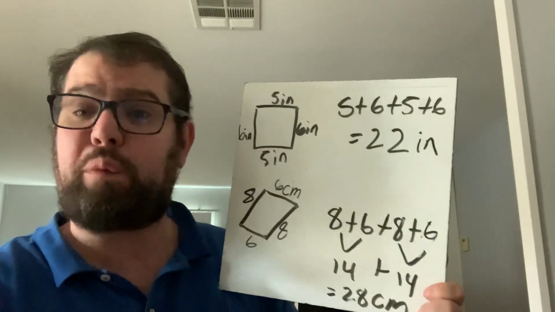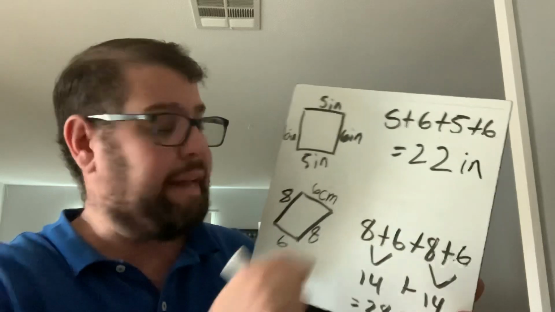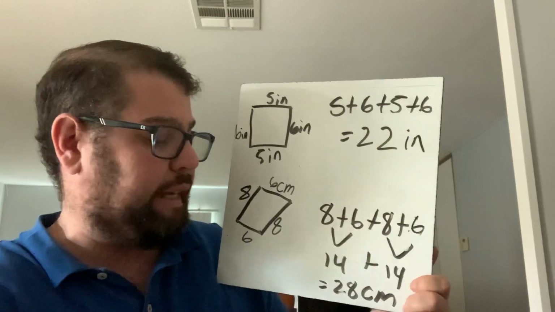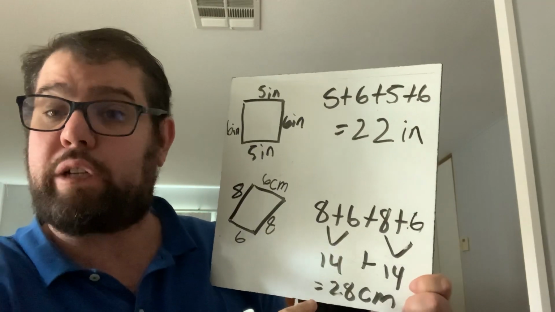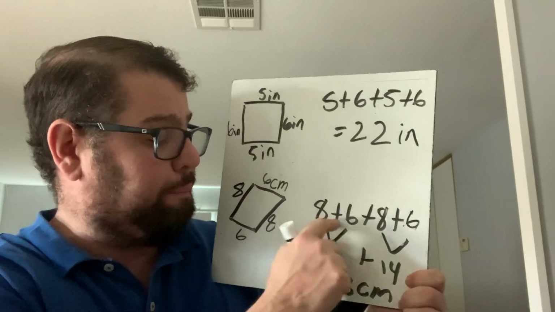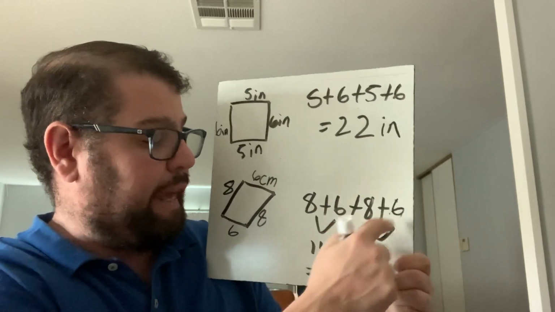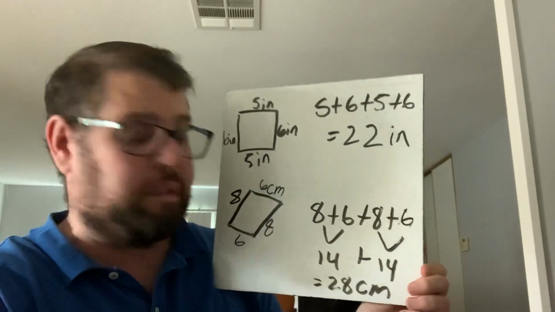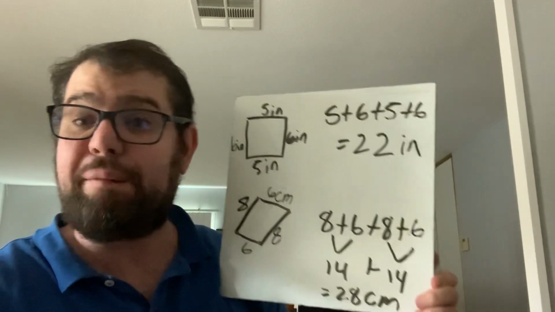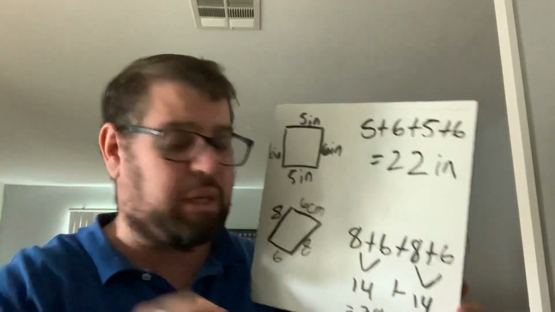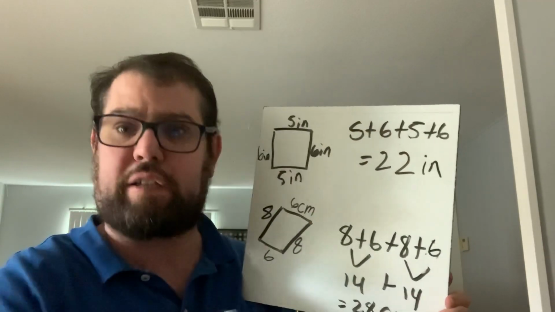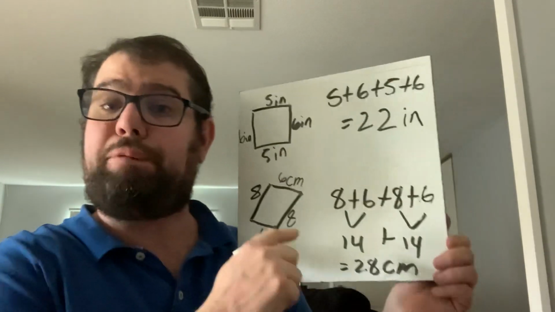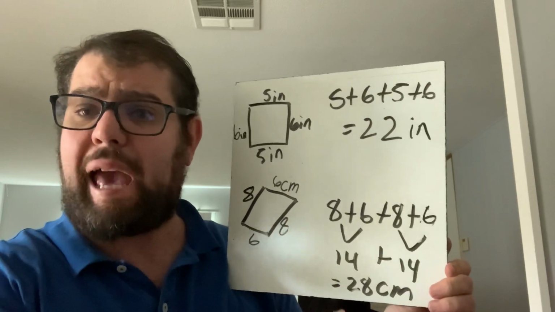Now I showed you a different way. What if you don't have a calculator? And you had 8 plus 6 plus 8 plus 6. What I like to do is the trick of breaking it up. 8 plus 6 is 14, 8 plus 6 is 14, and then I can add those together. 14 plus 14 is 28. If you have a calculator and you just want to go 8 plus 6 plus 8 plus 6 in your calculator, great. If you don't, this other way of adding is kind of like a really good trick.